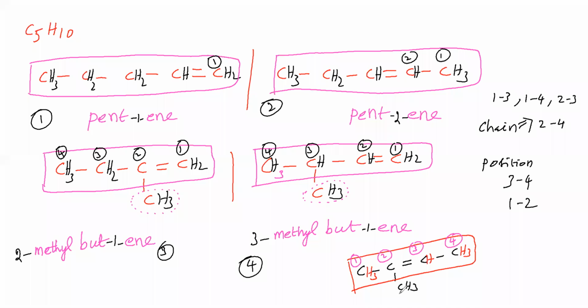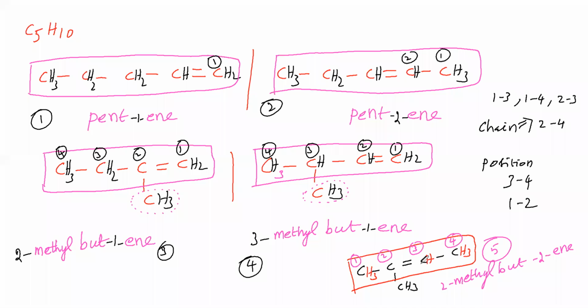Now we will say the name. First the prefix name. The prefix is this methyl, present at the second position, so we can say 2-methyl. Then the parent chain name: the parent chain contains 4 carbon atoms, therefore the root word is but. Then the position of the double bond, which is 2. The double bond name is ene. Okay, now it is number 5.